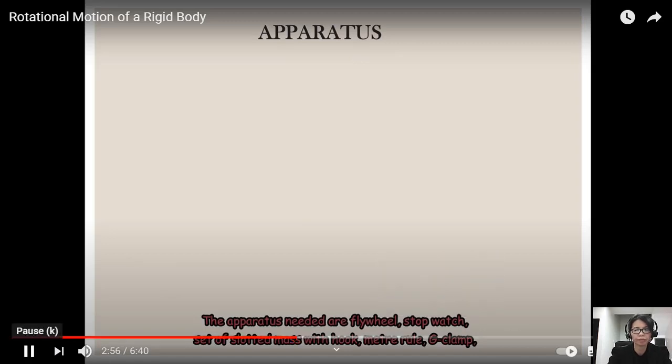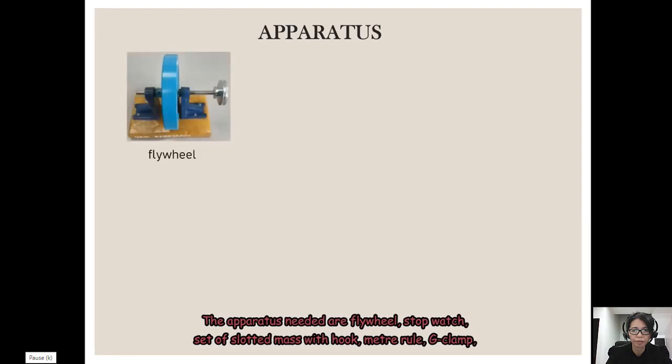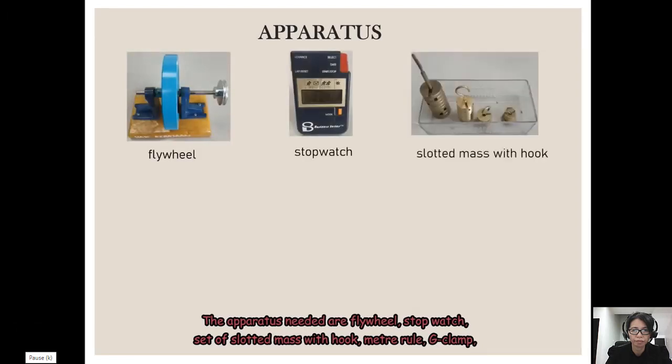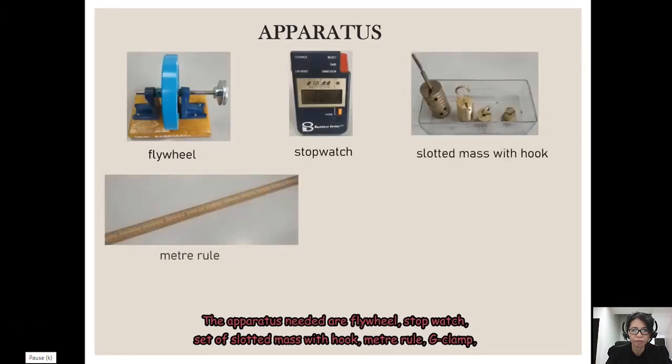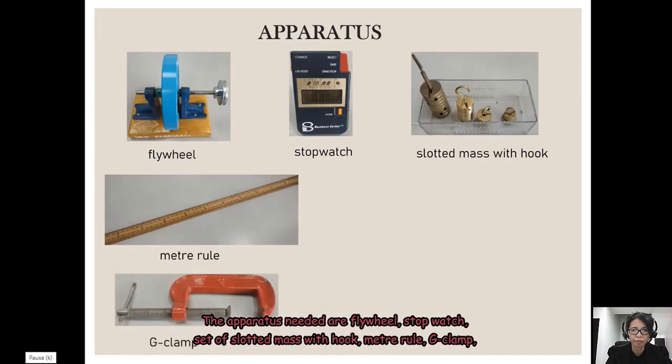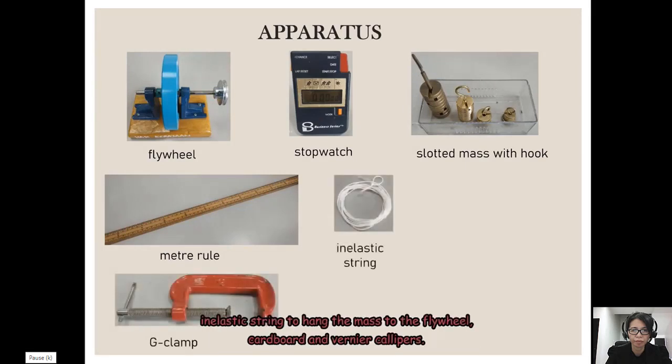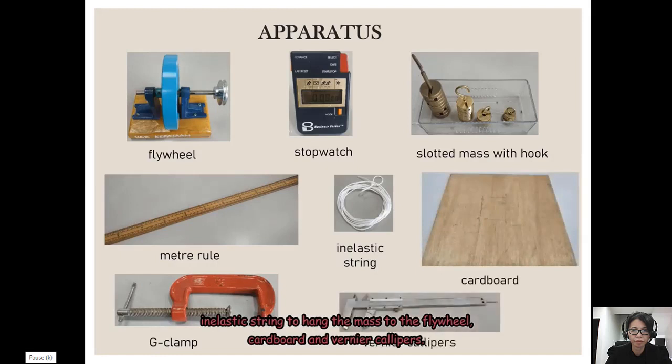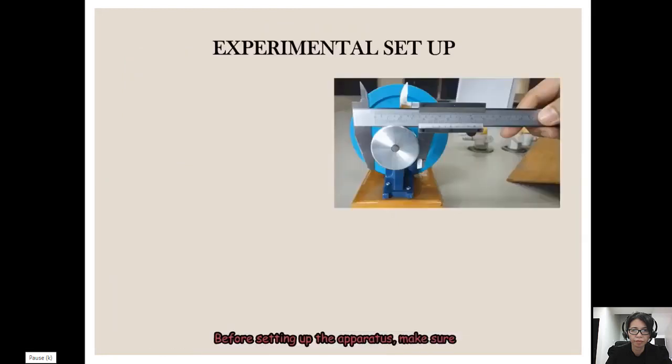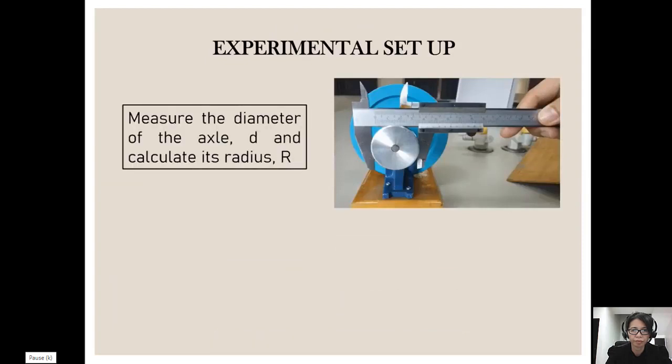The apparatus needed are a flywheel, stopwatch, set of slotted masses with hook, meter rule, G-clamp, inelastic string to hang the mass to the flywheel, cardboard, and vernier calipers. Before setting up the apparatus, make sure to measure the diameter of the axle and calculate its radius R.